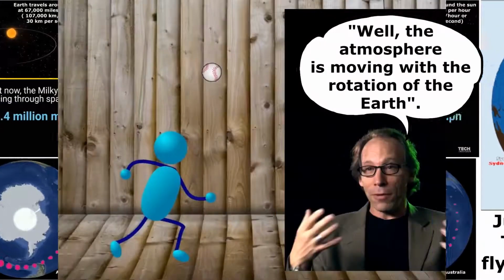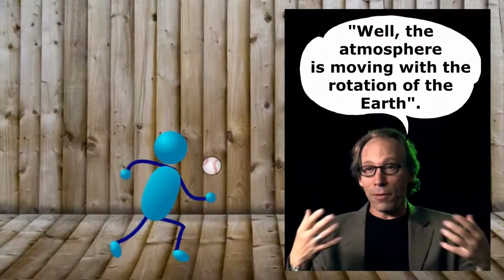Now, the expert will come along and say the following. Well, the atmosphere is moving with the rotation of the Earth. I've heard these arguments before. It's kind of hard to believe this is what's going on, but there are also some contradictions within the heliocentric models. Let's look at one of them.